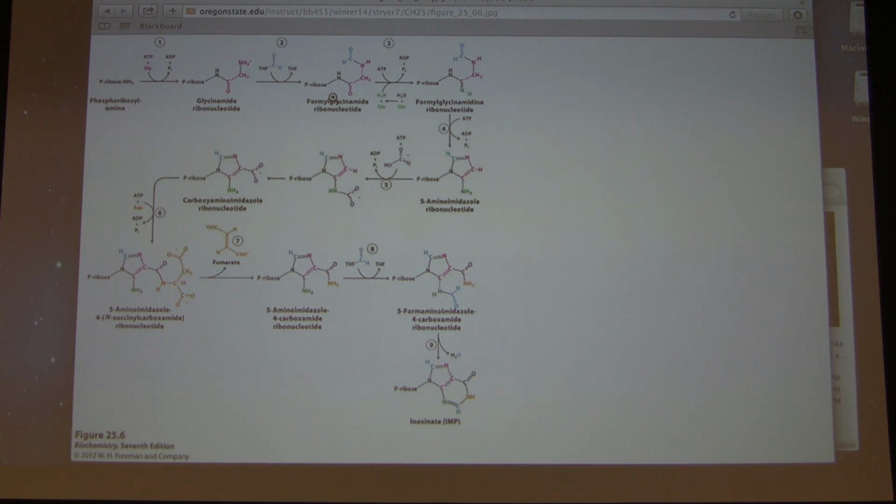What happens if the cell is low in energy, guys? What happens if there's very little fumarate? It means nucleotide biosynthesis is not going to occur. And this makes very logical sense. If the cell is low in energy, is it going to be dividing? No. If it's not dividing, is it going to have as much need for nucleotides? No. Very interesting regulation. Yes?